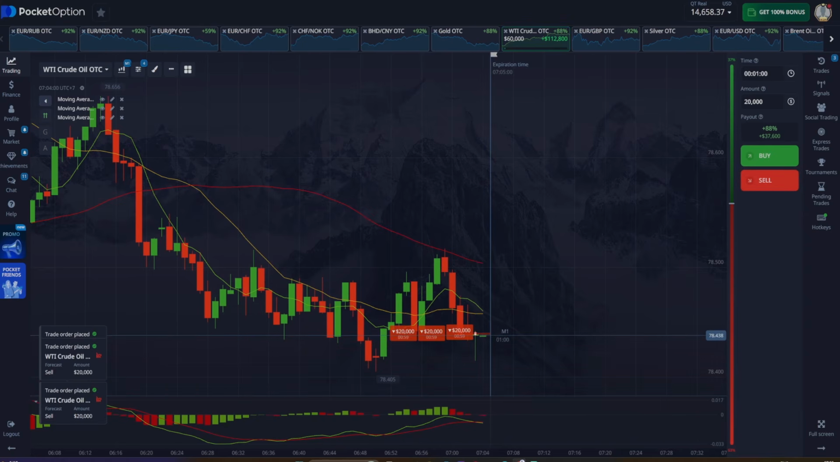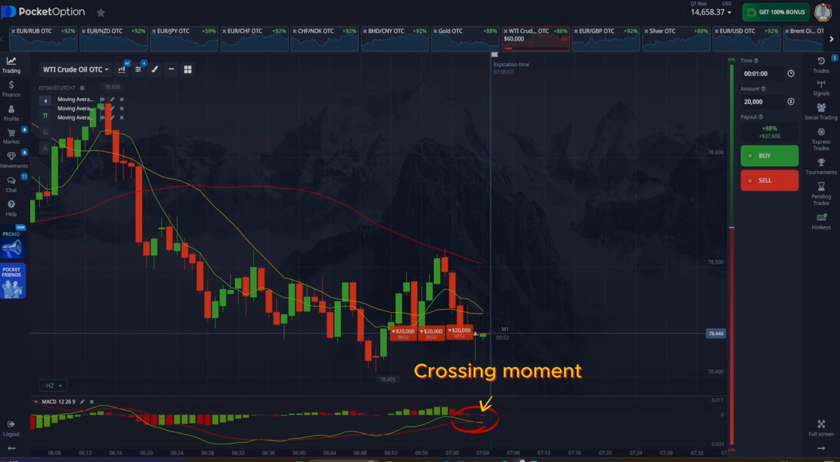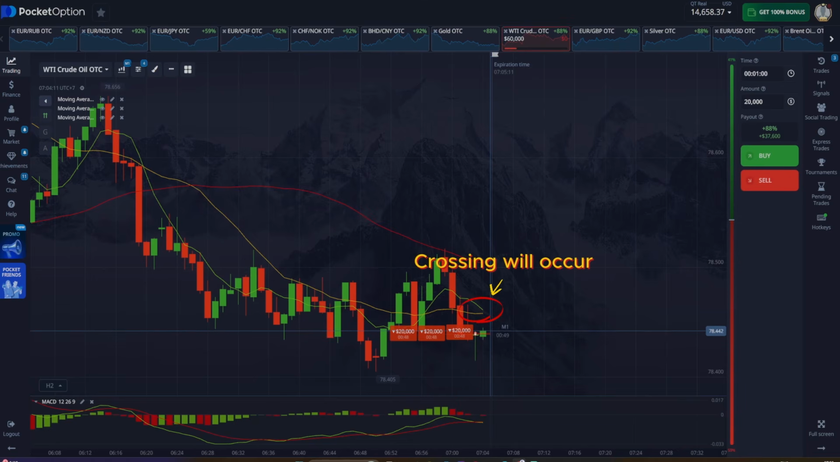All right, traders. I'm now seeing a clear signal to open a sell position. Take a look. MACD is showing the main line about to cross below the signal line, and at the same time, the moving averages are getting closer, preparing for a bearish crossover.